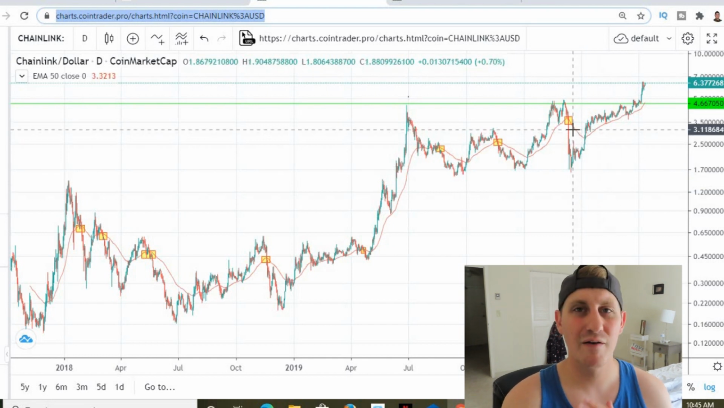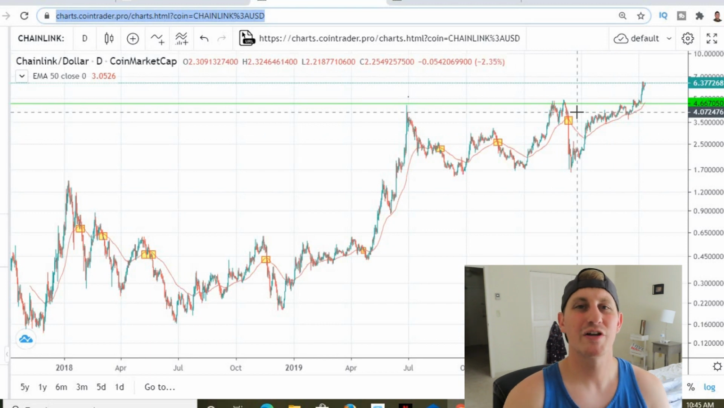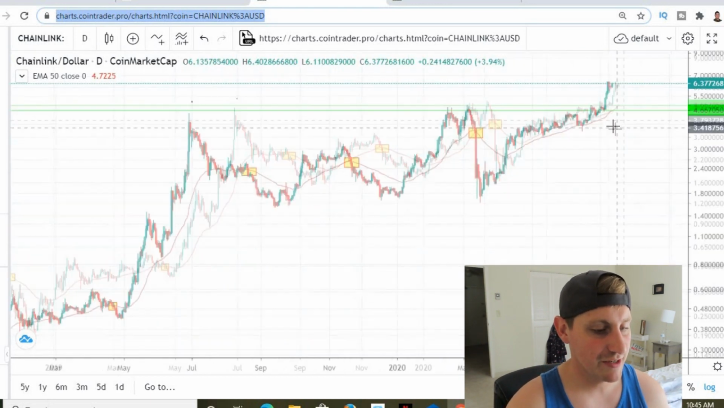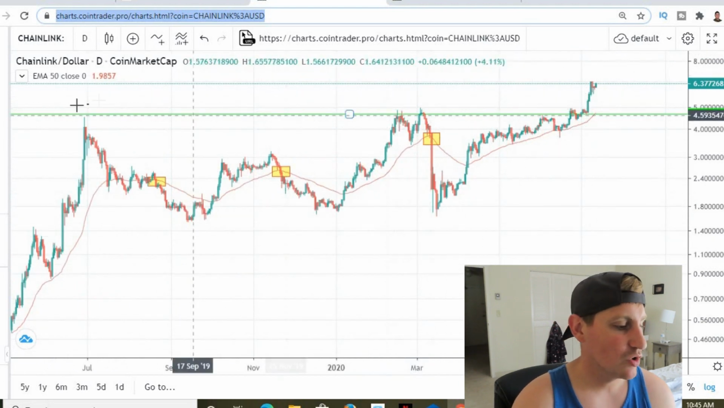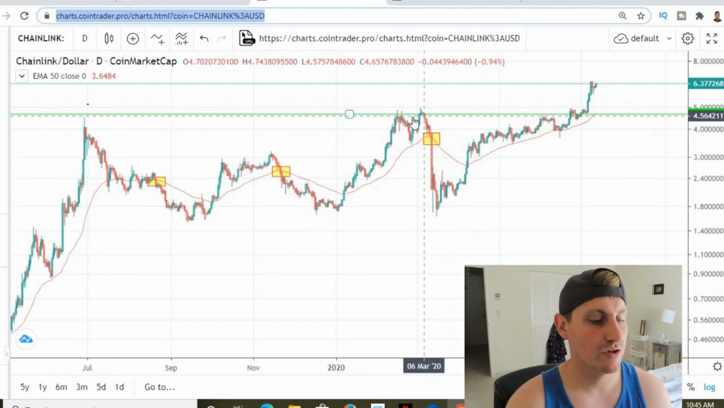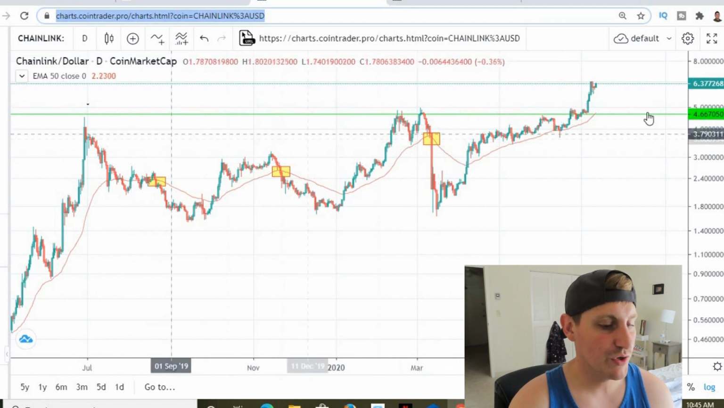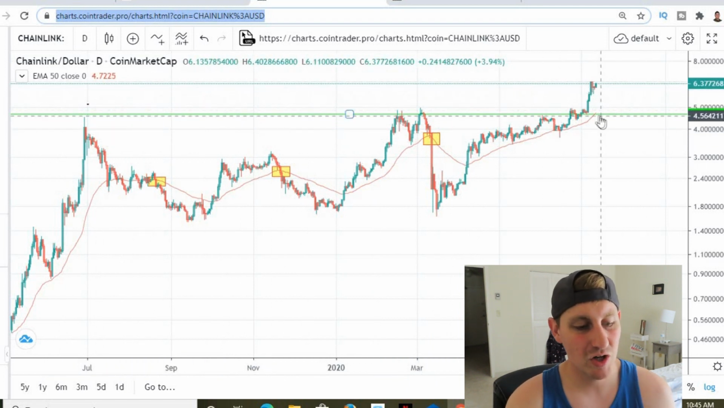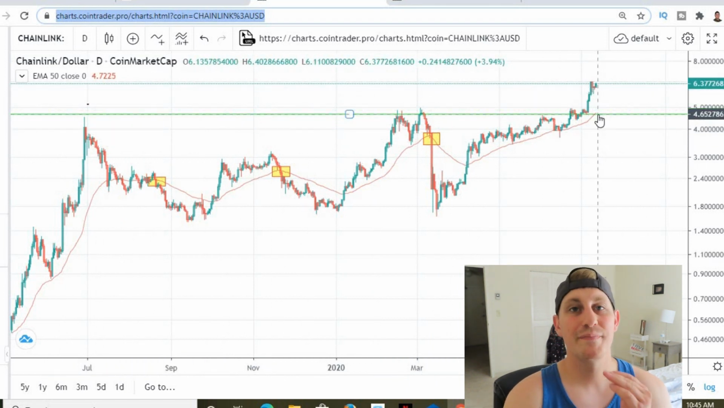Now I see some confluence playing out with Chainlink that we could see a retest of the previous all-time high. Right now the 50 EMA is sitting almost exactly where the old all-time highs were. We could come down and test this as support and also test the 50 EMA, which would be majorly bullish. We do that all the time in bull runs.